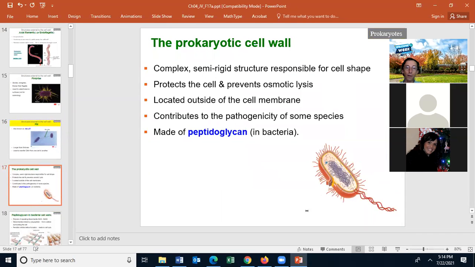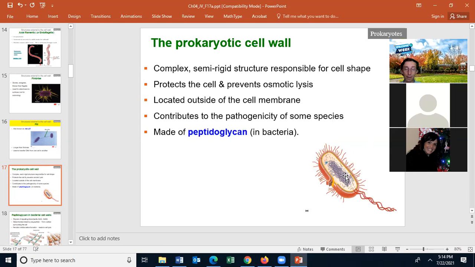The prokaryotic cell wall is a structure that is important for all bacteria, at least if the bacteria has a cell wall. The cell wall plays the same role in a bacteria as it does for a plant cell, meaning the cell wall is a complex, semi-rigid structure, and is responsible for the cell shape. The cell wall protects the cell and prevents the cell from undergoing osmotic lysis.